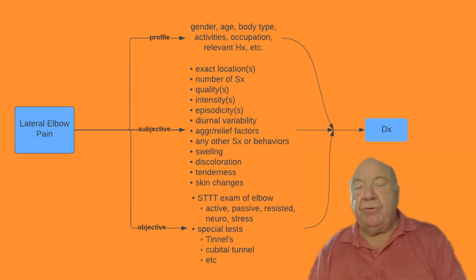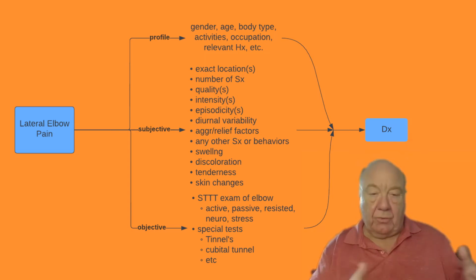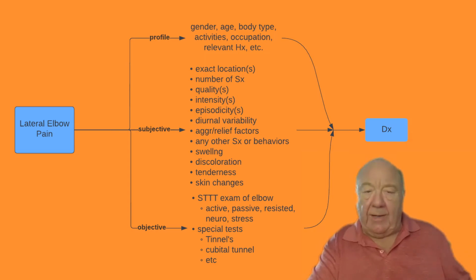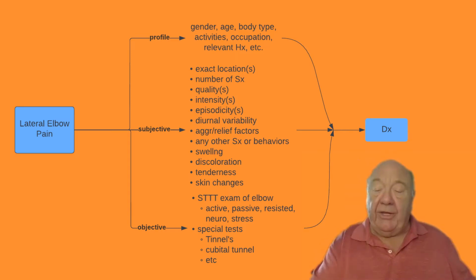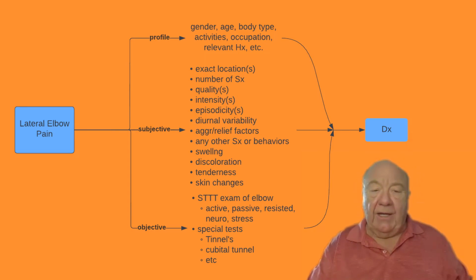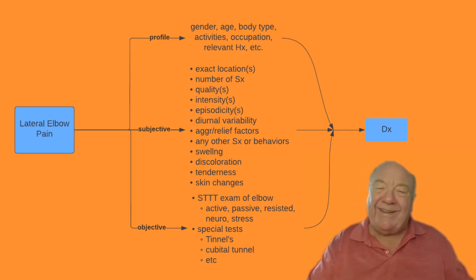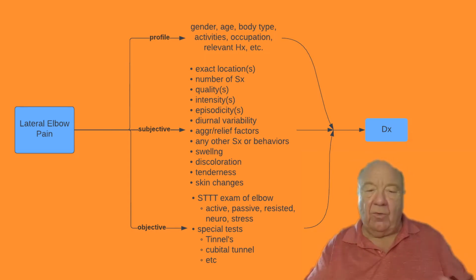Okay, so this is generally the way you're taught hypothetic inference in the schools. That is, you ask as many questions as you can think of, and then you sort your way through them and come up with a diagnosis. So it looks something like this. Patient profile: the gender, age, body type, activities, occupation, relevant history, both medical and previous physiotherapy history, and so on. Subjective exam: you're looking for the exact location of the pain, the number of symptoms the patient has, the quality of those symptoms, the intensity of those symptoms. Is the problem episodic or is this a one-off?